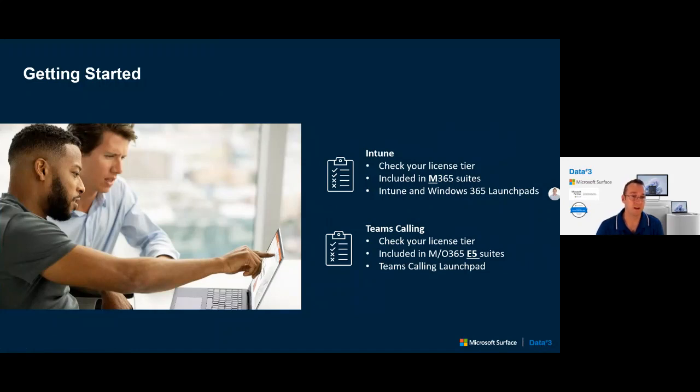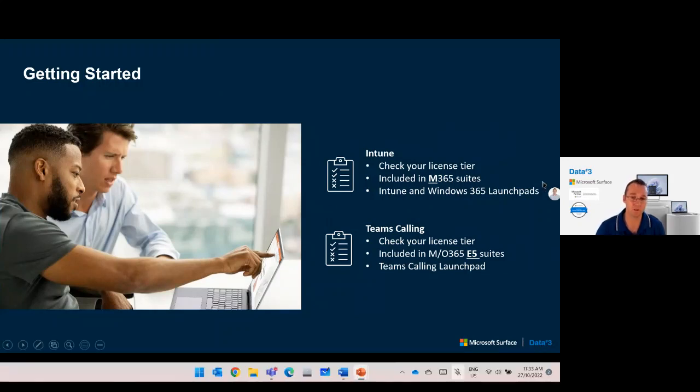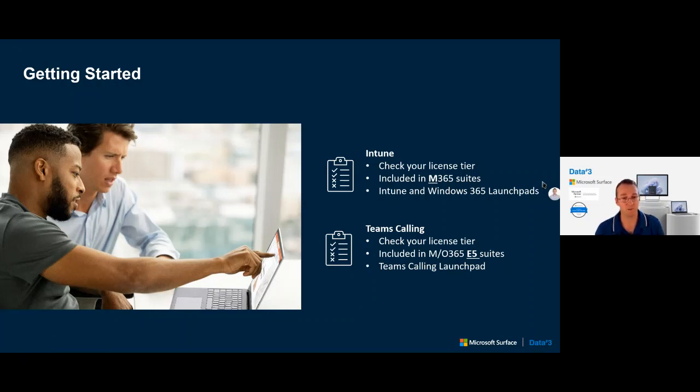So getting started on how you can implement those workloads in your environment that you're already licensed for, but possibly not leveraging. Firstly, check your license tier. If you've got M365 license suites, that includes the Intune license. And at Data3, we provide what we call a Launchpad, which is a funded workshop plus a pilot implementation. We provide that for Intune and for Windows 365. So that's to get you up and going with that technology in your environment.